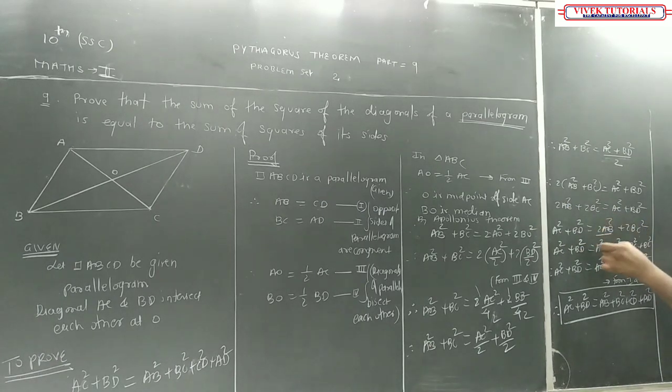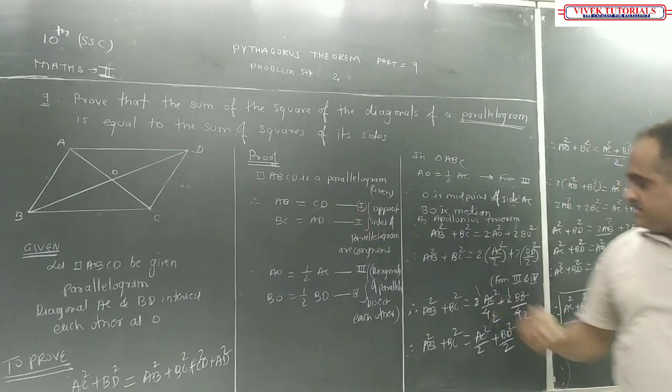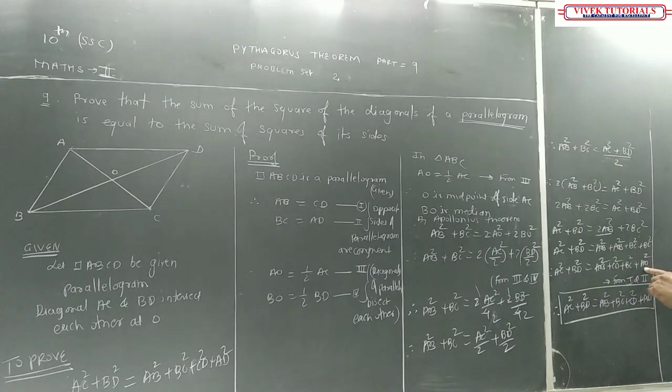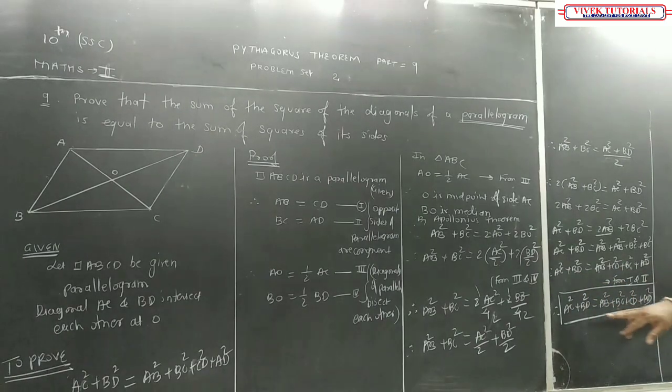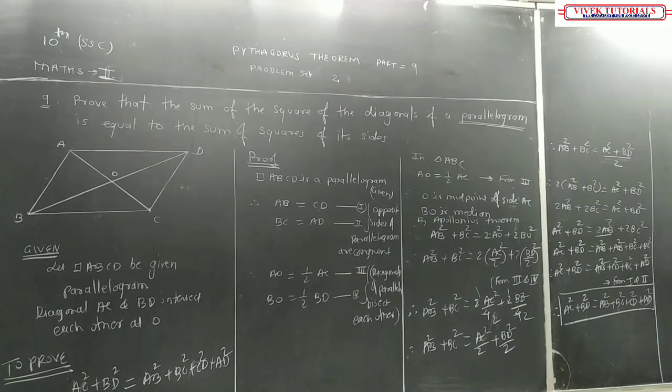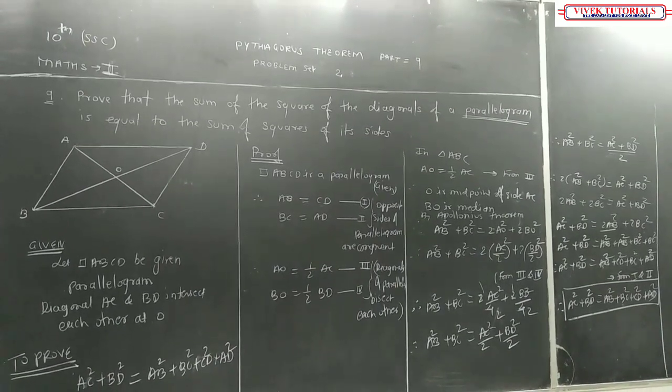But instead of 2AB square, I can write AB square plus AB square. Instead of 2BC square, I can write BC square plus BC square. But in place of AB, what can we write? CD. And in place of BC, what can we write? AD. So ultimately, what you got? So, what is the final answer then? AC square plus BD square is equal to AB square plus BC square plus CD square plus AD square. Got it now? So that is the final answer for this, so copy it down properly and pause the video.